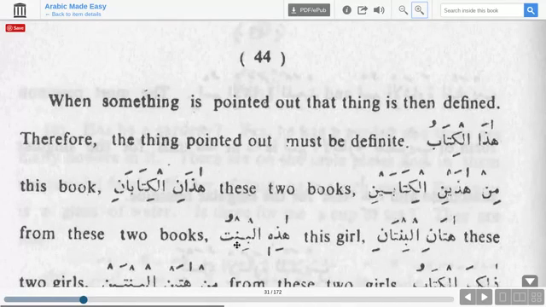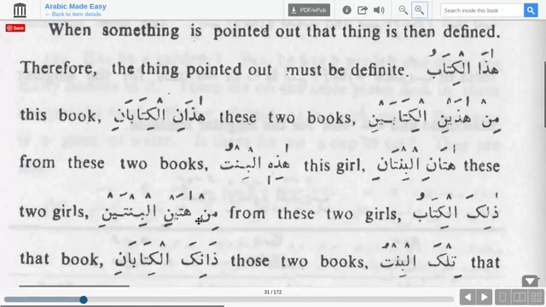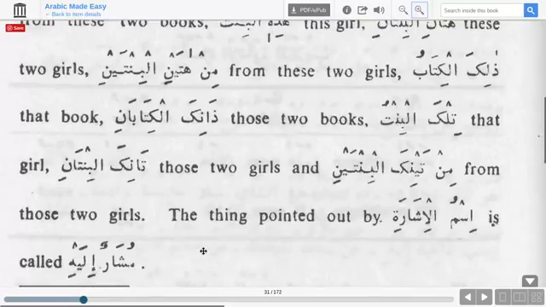هذه البنت. This is a girl. هاتان بنتان. These two girls. من هاتين البنتين. From these two girls. ذلك الكتاب. That is a book. ذلك الكتابان. That is two books, or those two books. Sorry, those two books.